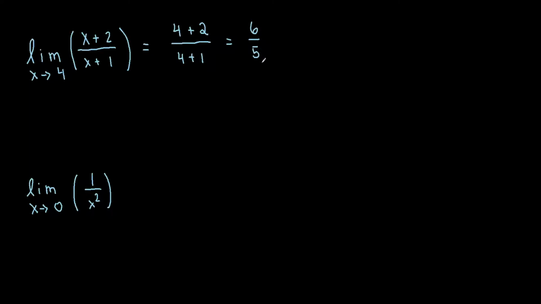Now let's look at our second limit. We have the limit of 1 over x squared as x approaches 0. And you notice, at x equals 0, we have an asymptote. Therefore, it is not continuous. So we cannot use the method of direct substitution, since at x equals 0, the function is not continuous.